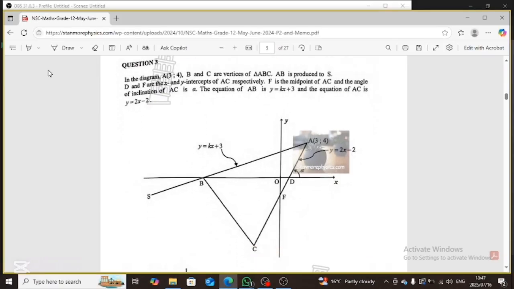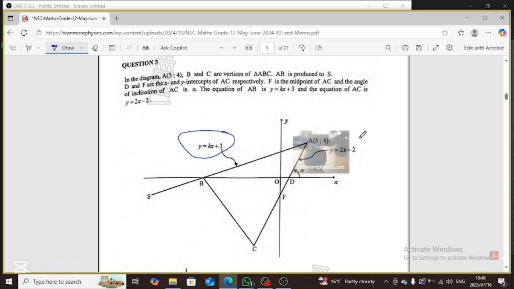In the diagram, A has the coordinates (3, 4). B and C are vertices of triangle ABC. Line AB is produced to S. D and F are the x and y intercepts of AC respectively. F is the midpoint of AC, and the angle of inclination of AC is alpha. The equation of AB is y equals kx plus 3 and the equation of AC is y equals 2x minus 2.